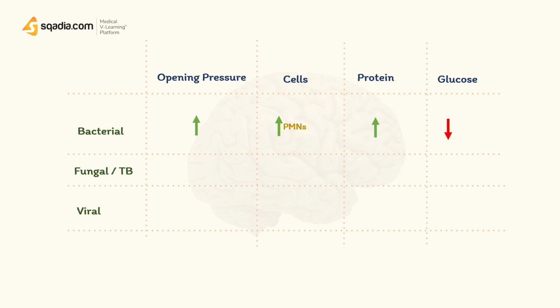uptake of glucose instead. In fungal or tuberculosis meningitis, we see a high opening pressure, increased lymphocytes, and increased proteins, again owing to the inflammation and increased blood-brain barrier permeability, and decreased glucose. And finally, in viral meningitis, we see a normal or elevated opening pressure, increase in lymphocytes, normal or increased proteins, and a normal level of glucose.